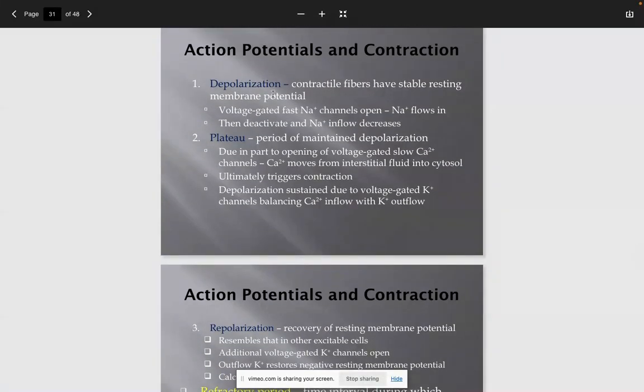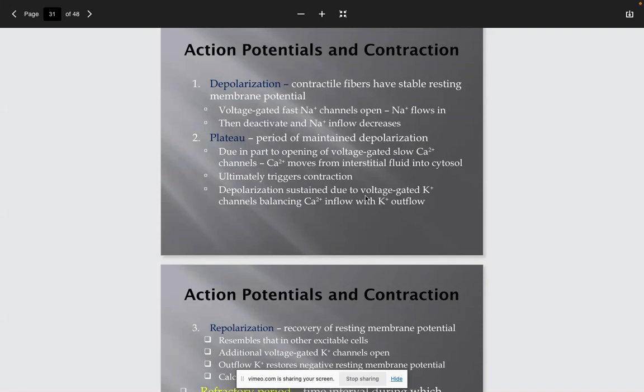So depolarization, this is just due to contractile fibers having a stable resting membrane potential. Voltage-gated fast sodium channels open, sodium flows in. We talk about this initial repolarization. There's deactivation of the sodium inflow. This plateau, this is a period of maintained depolarization. Again, the membrane potential is not changing. This is due in part to opening of the voltage-gated slow calcium channels, right? Depolarization sustained due to voltage-gated calcium channels balancing calcium inflow, potassium outflow.